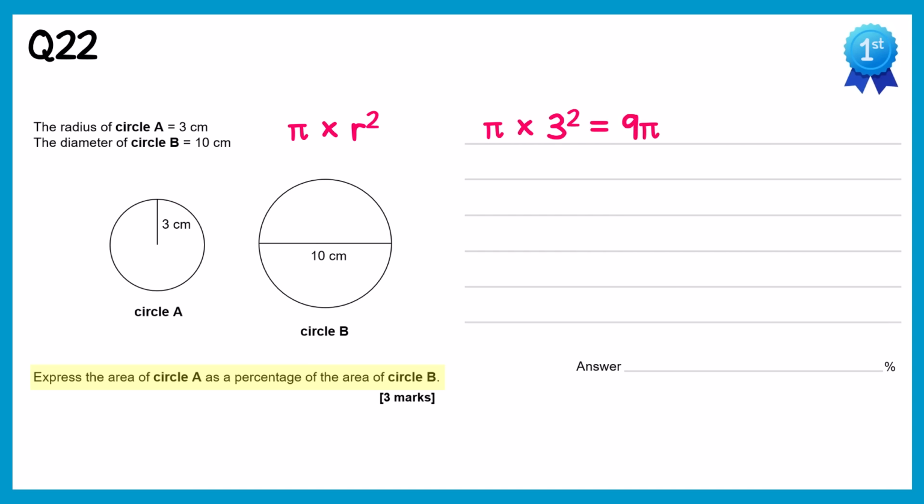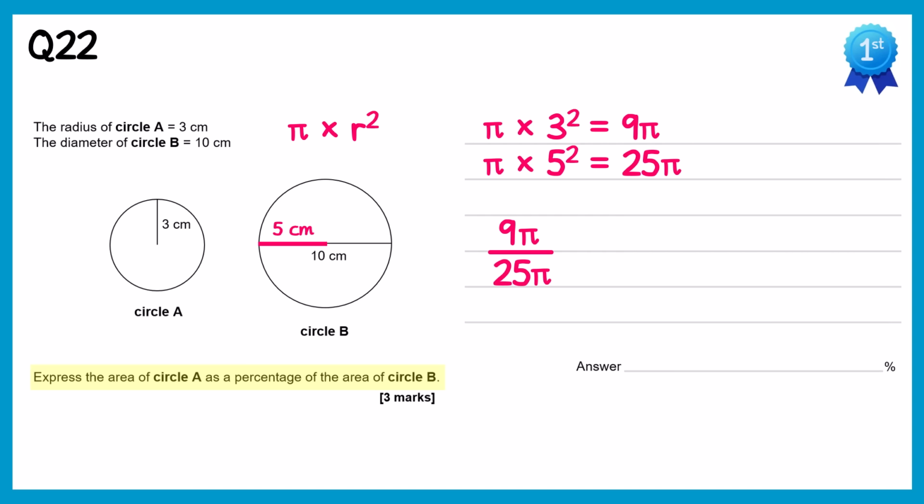For the second circle, we've been given the diameter at 10, but the radius will be half of this, which is 5. So for this circle, we do pi times 5 squared. 5 squared is 25, and pi times 25 is 25 pi. Now, to express the area of circle A as a percentage of the area of circle B, we're first of all going to write it as a fraction. So circle A's area as a fraction of circle B's area, which would be 9 pi over 25 pi.